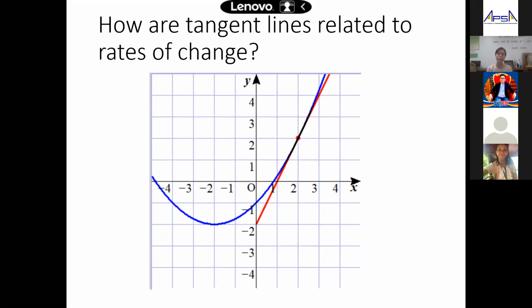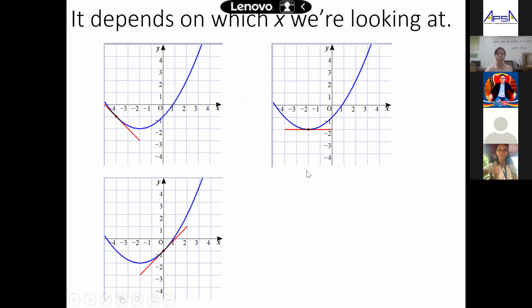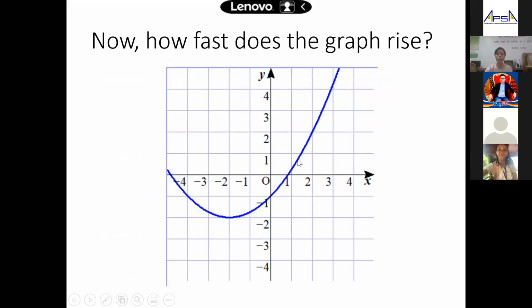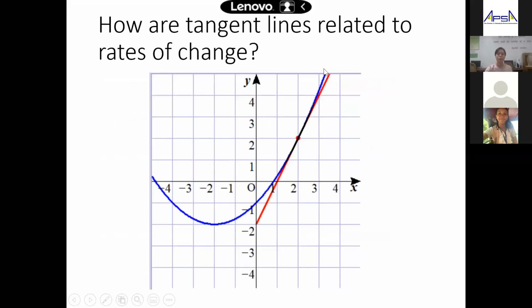Why is the tangent line important? What does the tangent line have to do with rate of change? Remember, my question earlier was, how fast does the graph rise? Why are we looking at tangent lines? Okay. So how are tangent lines related to rates of change of the graph? How fast does the graph go up?